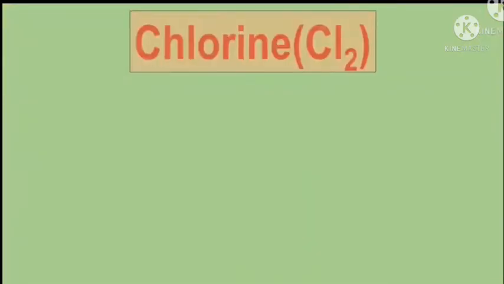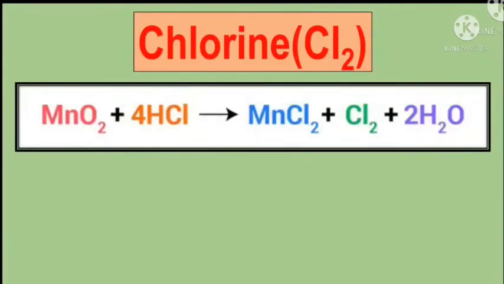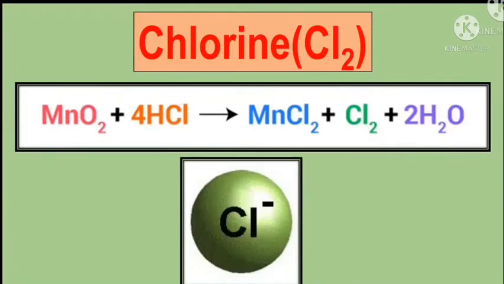Next is chlorine gas. It is formed on adding concentrated hydrochloric acid to oxidizing agents. For example, here on adding HCl to manganese oxide, manganese chloride, water, and chlorine gas is formed. Formation of chlorine gas confirms the presence of chloride ion.